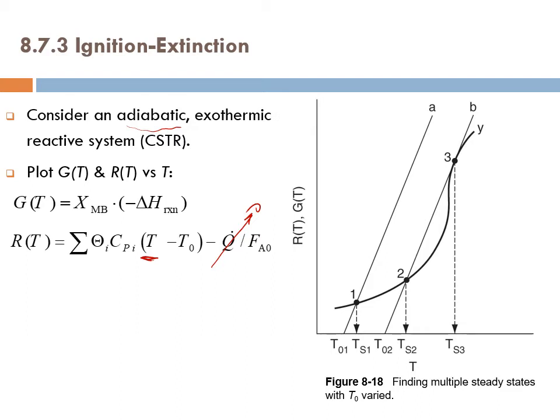And let's look here to the right. This is the G(T). We can see the S-shape curve, and this S shape is coming from the shape of X_MB, which is X_MB versus T, right? The S shape. And if you look at this straight line, these are the R(T). Okay, this is the R(T), and you can see, as we said, it's a straight line.